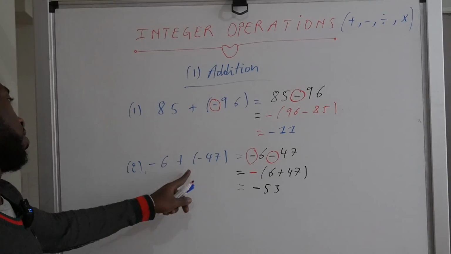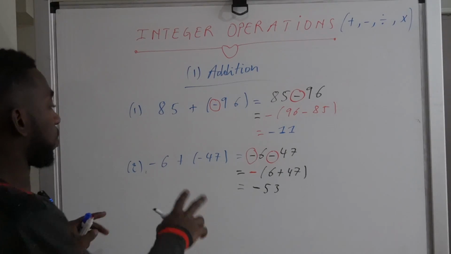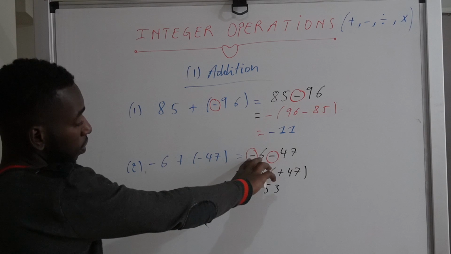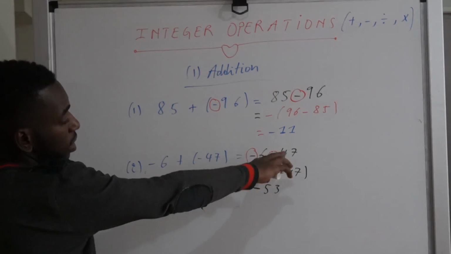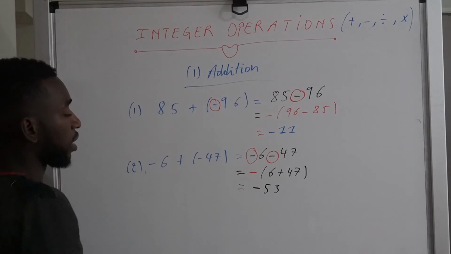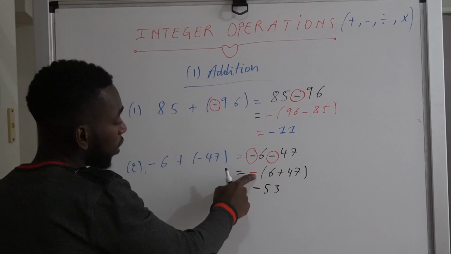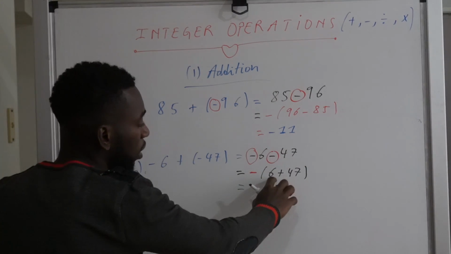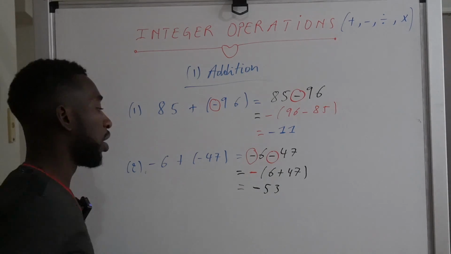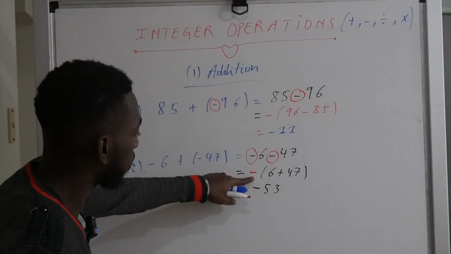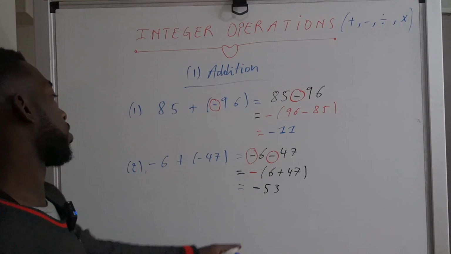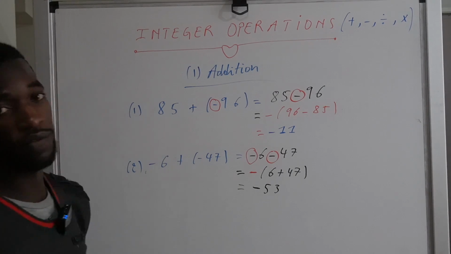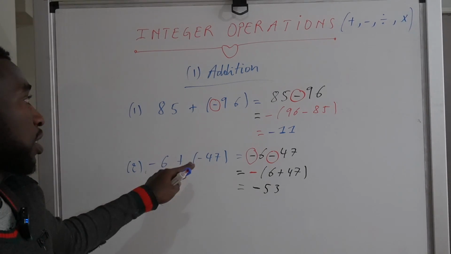However, for this one, negative 6 plus that, because they are two negatives, I rewrote this as negative 6 minus 47. And then on my next line, because we had two negative signs, I took one outside, as a common factor. And then I added those two numbers. And when you add those two numbers, you don't forget your negative sign. And so our answer was negative 53. I hope these two questions make sense.